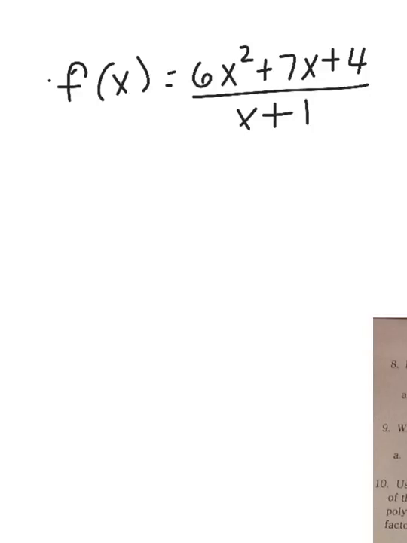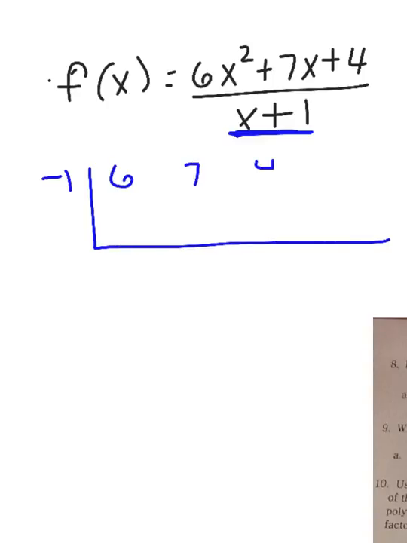So for this is a nice one, because in the denominator here, my 0 would be x equals -1. So that's a nice number. I don't want to be using fractions, so I'm going to put -1 on the outside and use synthetic division for this. So it's 6, 7, and 4 here.